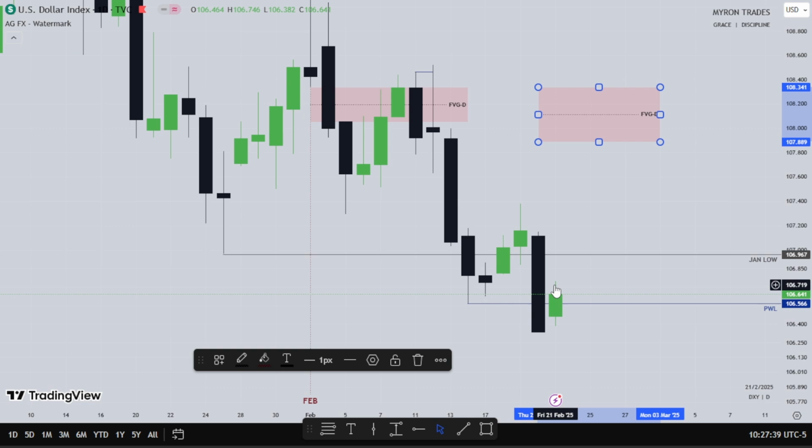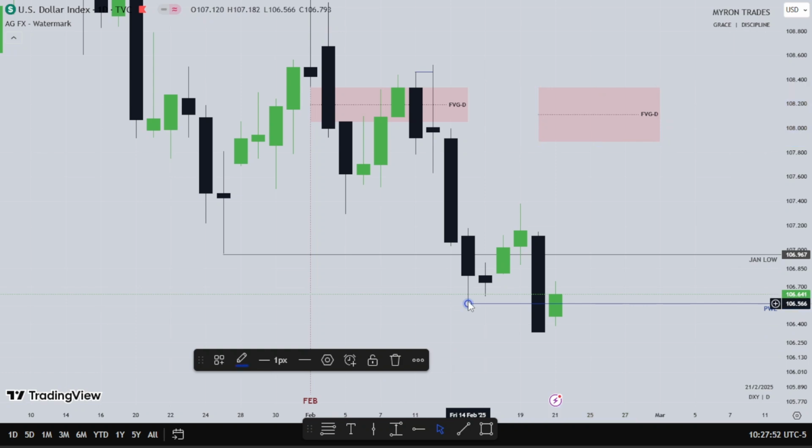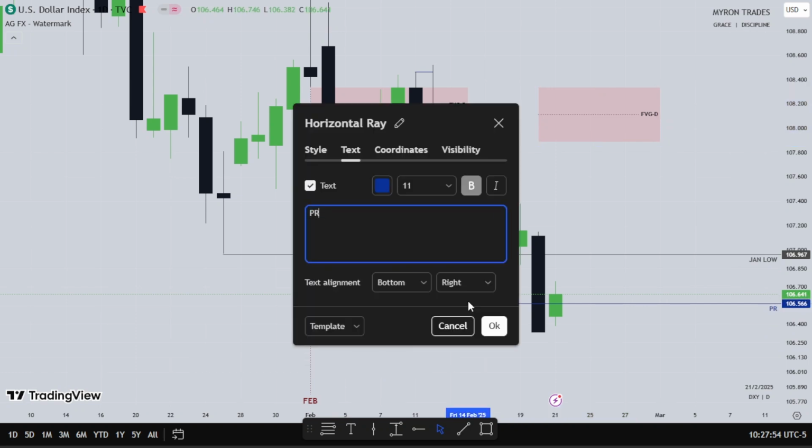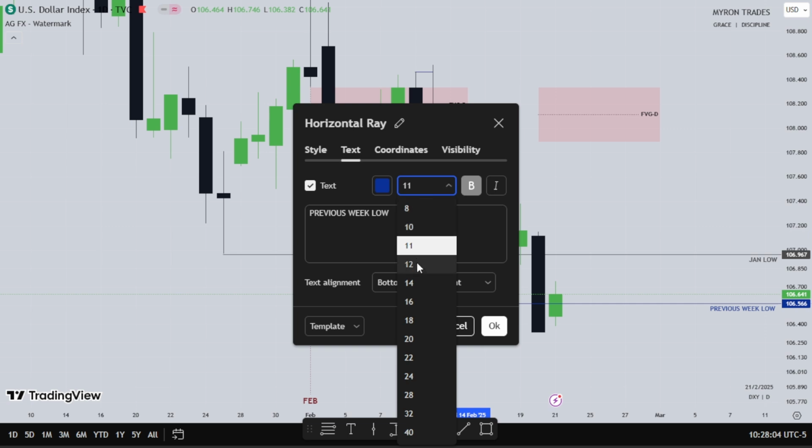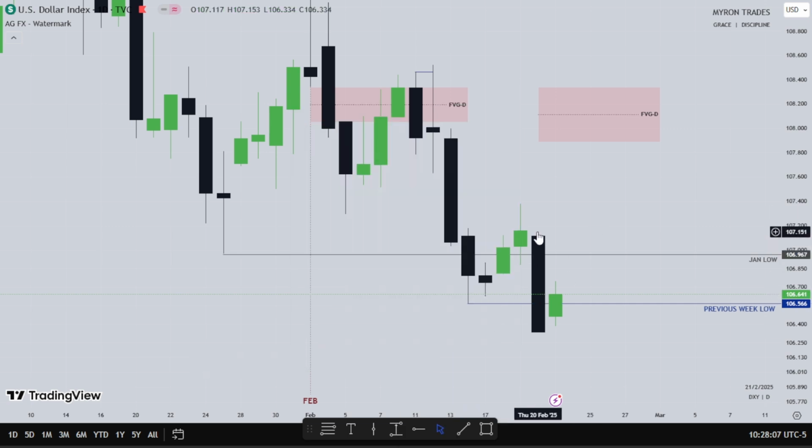Then Friday retraces up. So this is Monday, Tuesday, Wednesday, and this is Thursday, expanding lower, taking out the previous week's low. So Thursday takes out the previous week's low. Let me highlight this more bold. Let me put this back so y'all can see this.